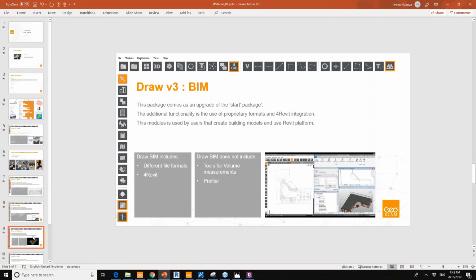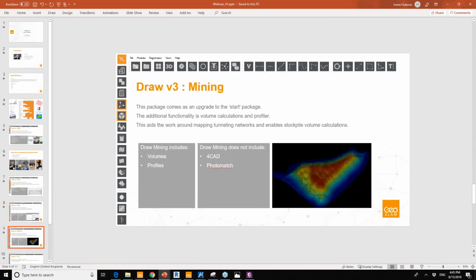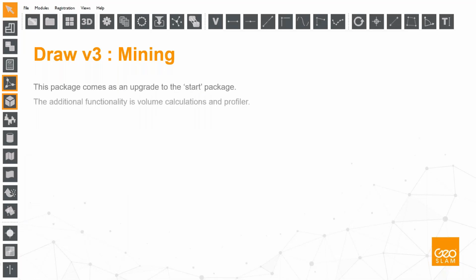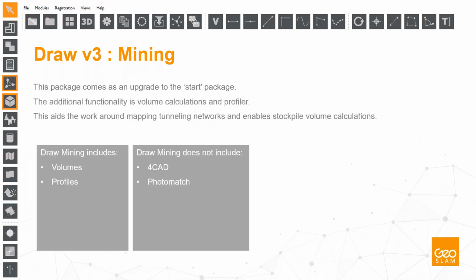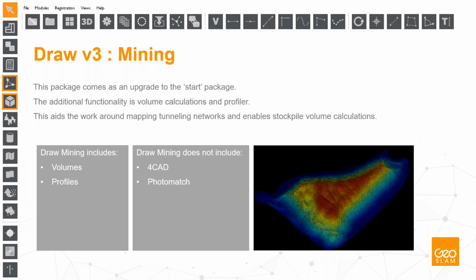Another upgrade from Start is Draw Mining. There are additional functions for creating volumes and profiles, which are not fully automated. You will still need to define the area where you want to calculate the volume and use the deltas. It will create a mesh in the background. But what it doesn't include is the AutoCAD plugin and the photo match that was previously available in Draw BIM package.